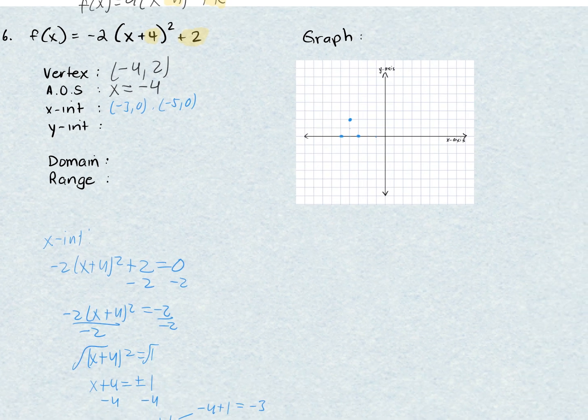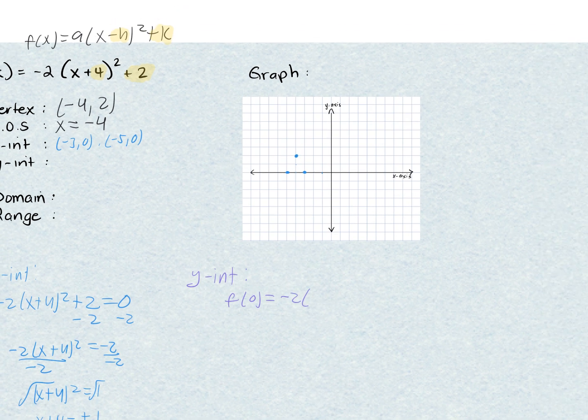Your y-intercept is one where you have to plug in. So your y-intercept, you're going to plug in 0 for x. So we're doing f of 0. And it's going to be -2 times x plus 4. I'm sorry, not x plus 4. 0 plus 4 squared plus 2.